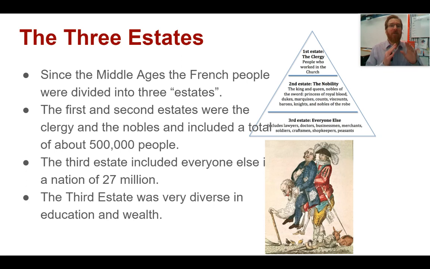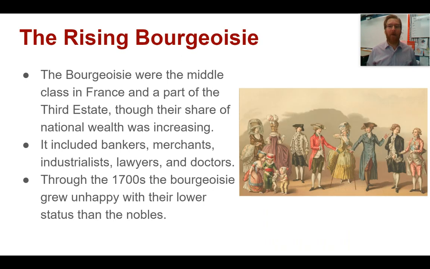Now, the first estate was the clergy. It's people related to the Catholic Church in France. The second estate is the nobility with the king and queen, princes, all the way down through knights and etc. Now, the first and second estates had about 500,000 people in it total, whereas the third estate included everyone else. It was the big group, and it had about 26.5 million people at the time of the French Revolution. The third estate was also very diverse in terms of education and wealth.